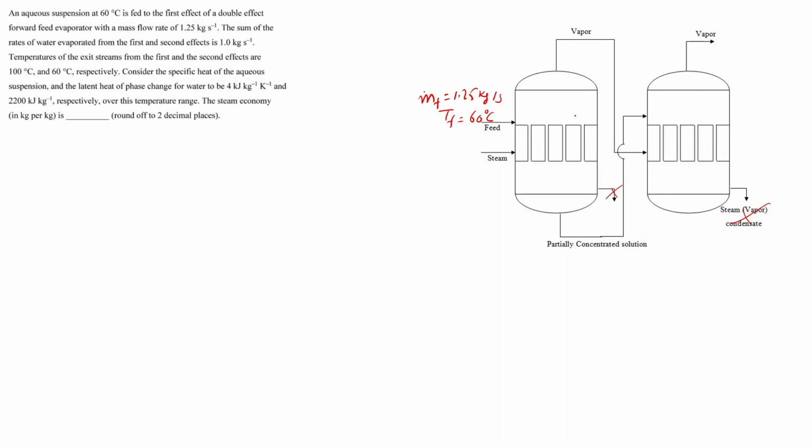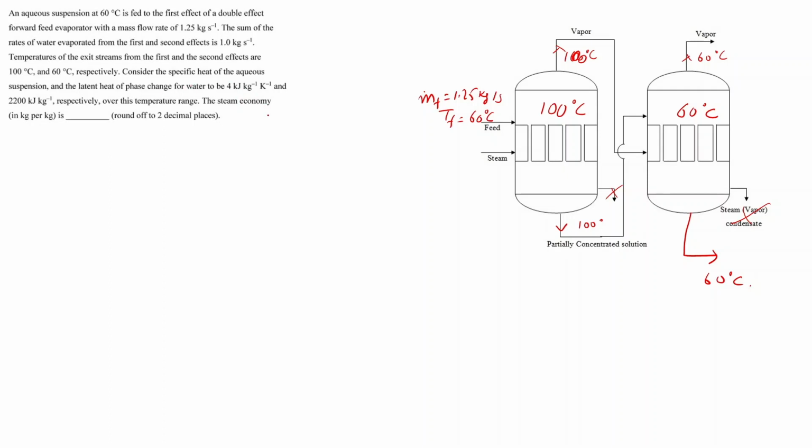So in the first effect, the temperature will be 100 degrees Celsius, and in the second effect, the temperature will be 60 degrees Celsius. Both the outlets will be at the same temperature, 100 degrees Celsius and 60 degrees Celsius. Here it will be 60 degrees Celsius, similarly here it will be 100 degrees Celsius, and the final product will get out at 60 degrees Celsius. And we have been given the specific heat and latent heat for phase change.